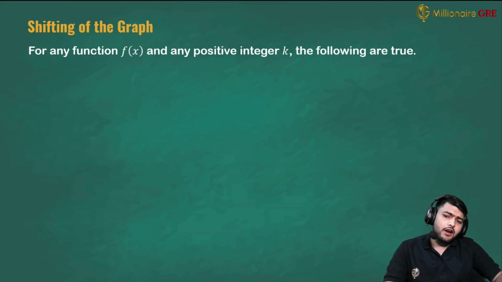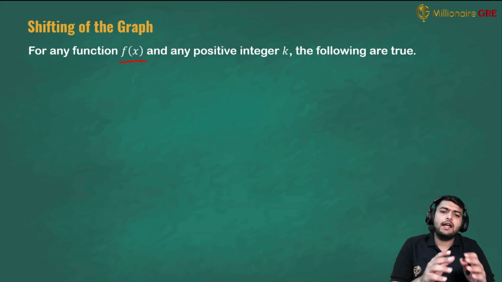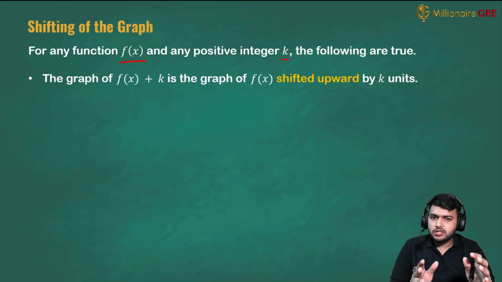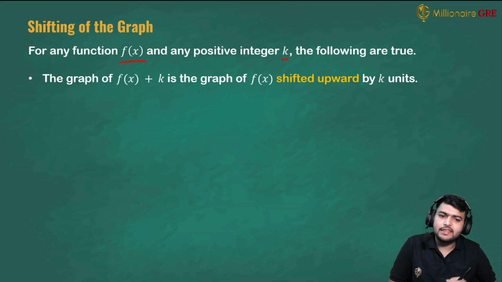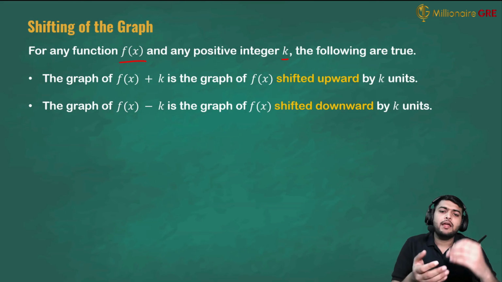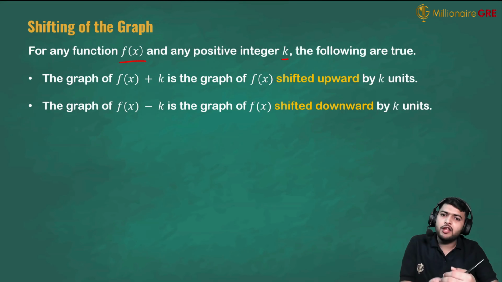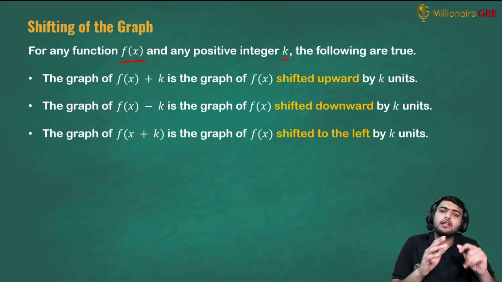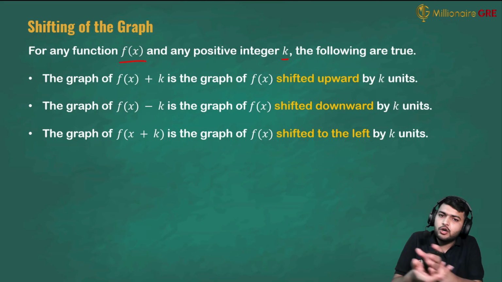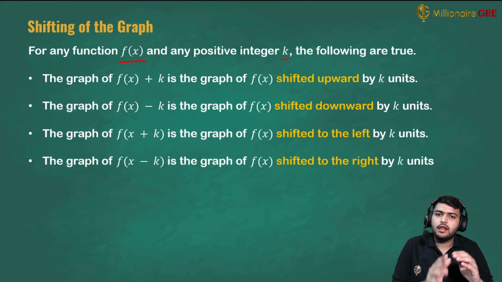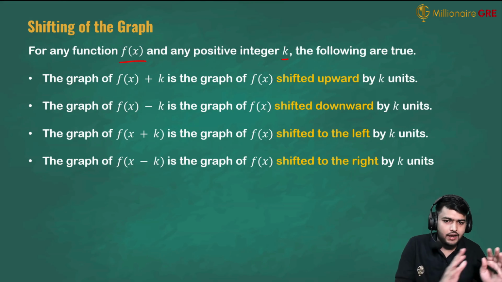Now, for any function f(x) and any positive integer k, the following are true. If you add a constant, the graph will shift that many units upwards. Similarly, if you subtract a constant, the graph will shift that many units downwards. If you add a constant inside the bracket, the graph will shift that many units to the left. If you subtract a constant inside the bracket, the graph will shift that many units to the right.